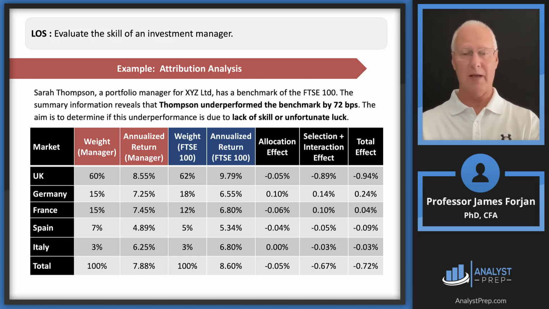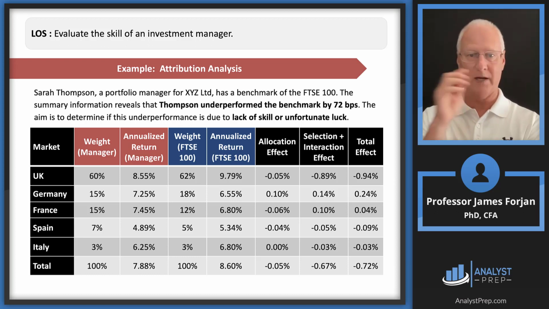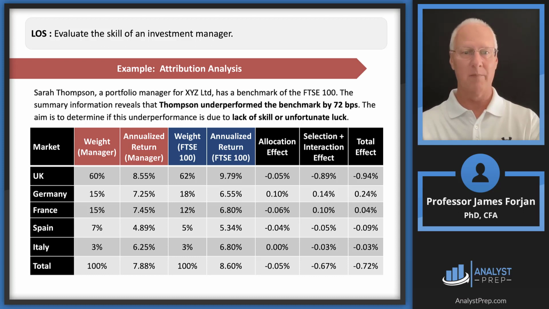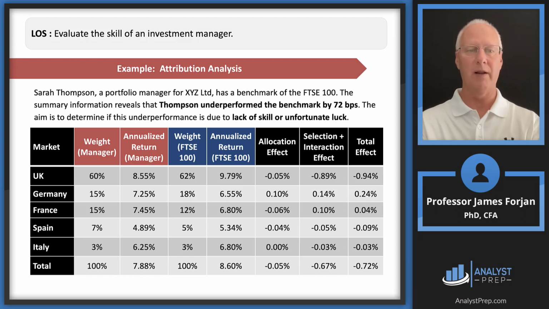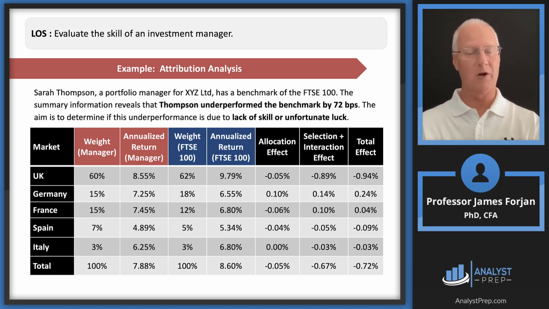But in order to have a better sense of where those numbers are coming from over on the right-hand column, let's go ahead and compare our portfolio return, or Sarah's portfolio return, and the benchmark. All right, you ready for this? So what did we do? We underweighted UK, and our return was less than the benchmark return. Okay, what did we do? We underweighted Germany, but our return was greater than the benchmark return.